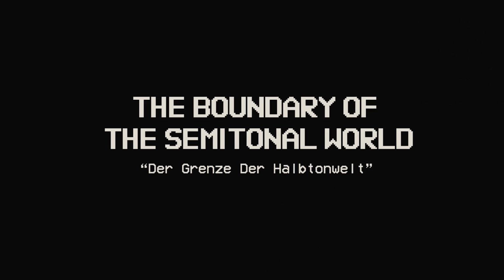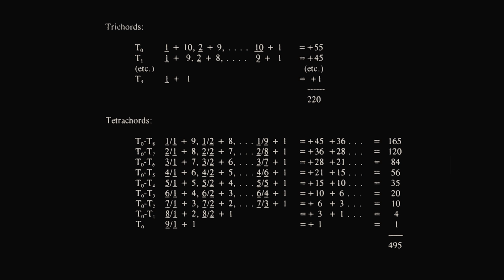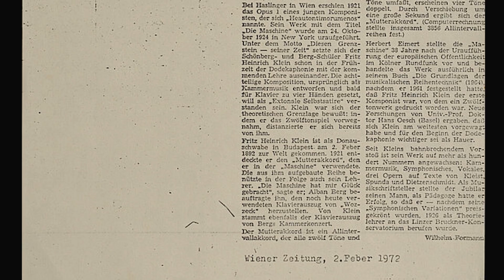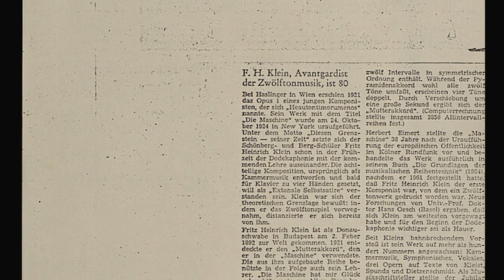After composing Die Maschine, the whole reason he created this chord in the first place, Klein would go on to write a paper called The Boundary of the Semitonal World, an essay where he expounded his thoughtful and innovative ideas about chord building. And yet he would never see the same level of success that his contemporaries would find in life. He would withdraw from the world of classical contemporary music, largely fading into obscurity before passing away in July of 1977.